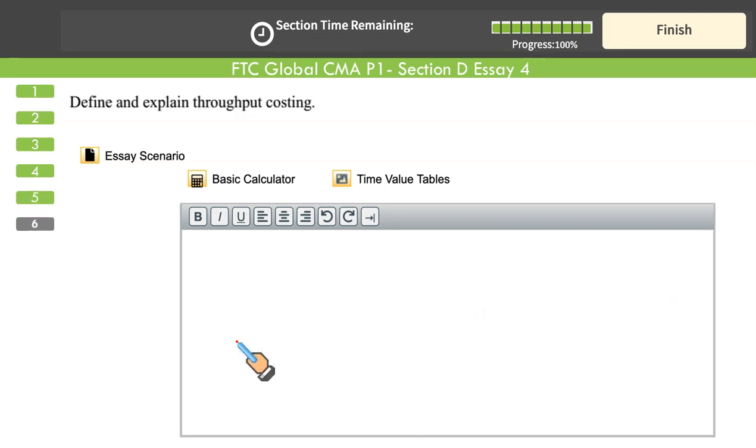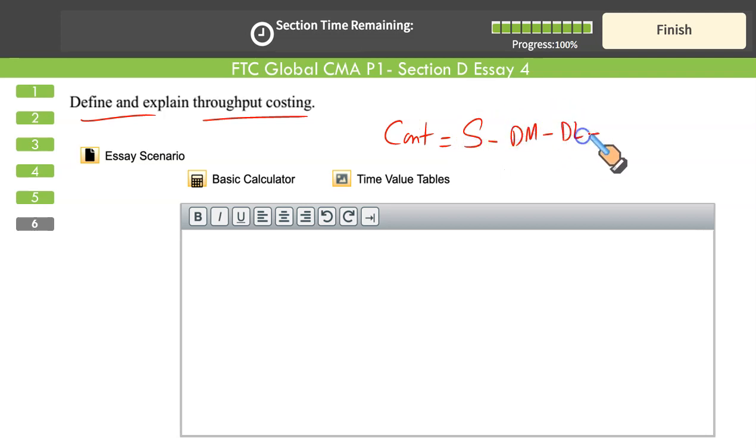All right, now define and explain throughput costing. This is used in theory of constraints. Throughput costing is a costing system in which the only variable cost is material, right? So we calculate just like when we calculate contribution in our variable costing. Contribution is sales minus direct material minus direct labor minus variable overhead minus variable selling minus variable administration. This is what you do in your variable costing.